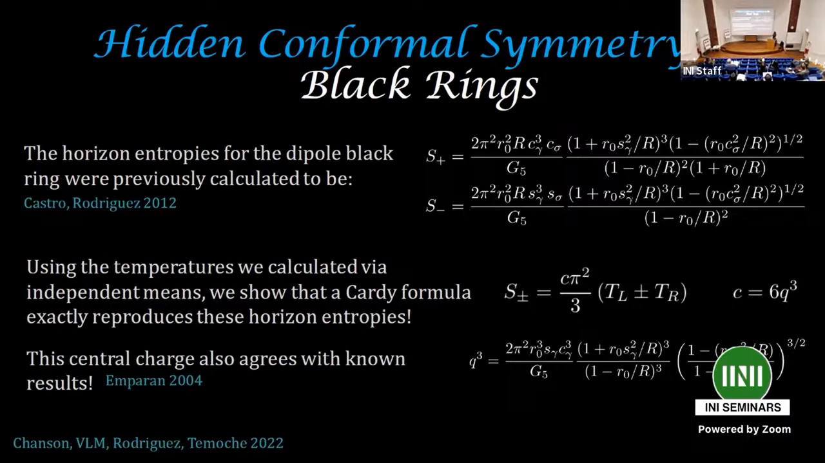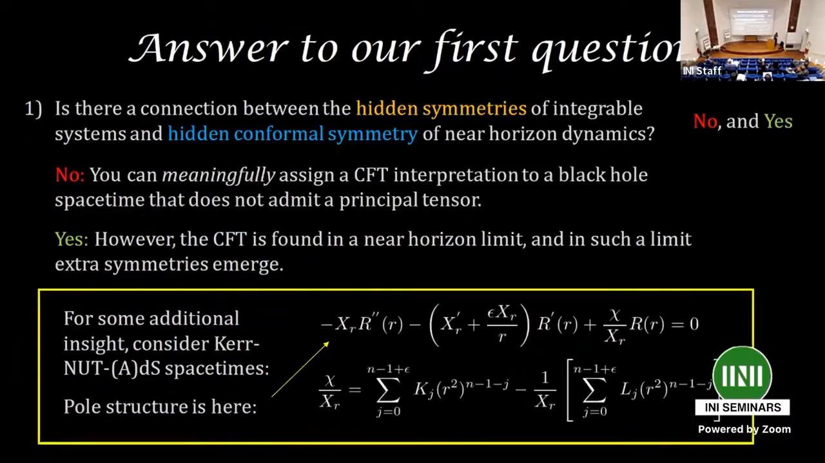So that bolstered us in thinking that, okay, this seems like a hidden conformal symmetry in the near horizon dynamics. This really looks like it's a very general thing, even with a non-separable system. So that allowed us to answer our first question: is there a connection between hidden symmetries of separability, or of the principal tensor, and the hidden conformal symmetries of the near horizon dynamics?